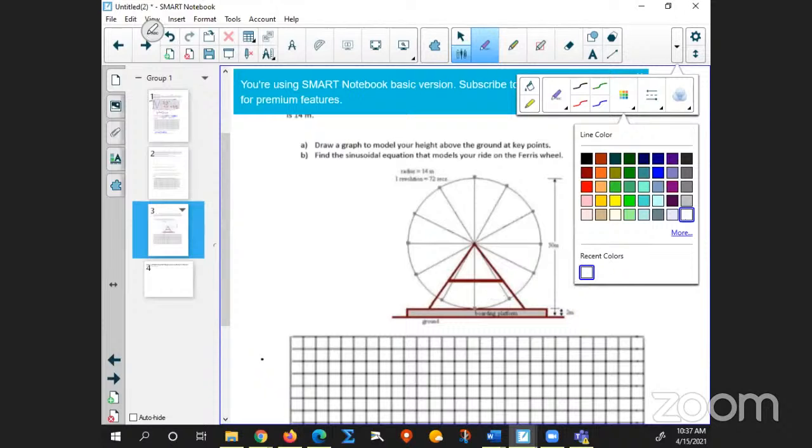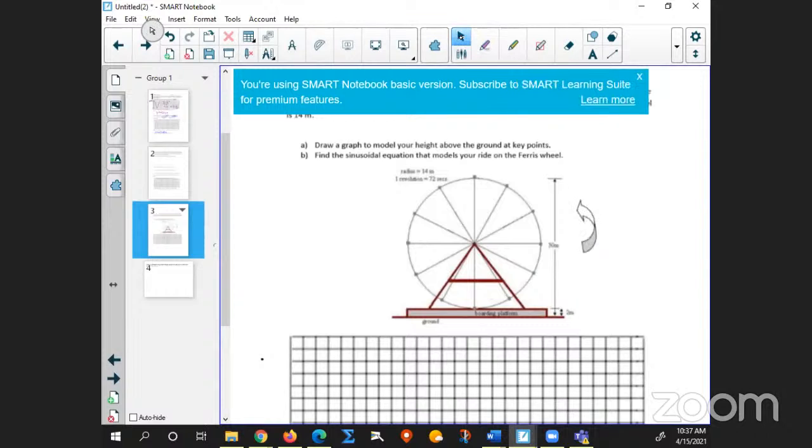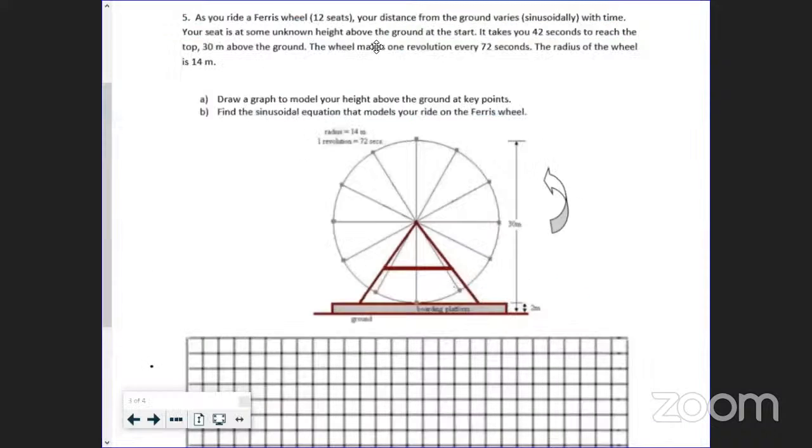Go by 2s. Wait, no, go by 4. The max is 30, but where does it start? Oh yeah, so that makes sense. So 30 minus 2 is 28. The radius would be 16. Does that one make sense? The wheel makes one revolution every 72 seconds.